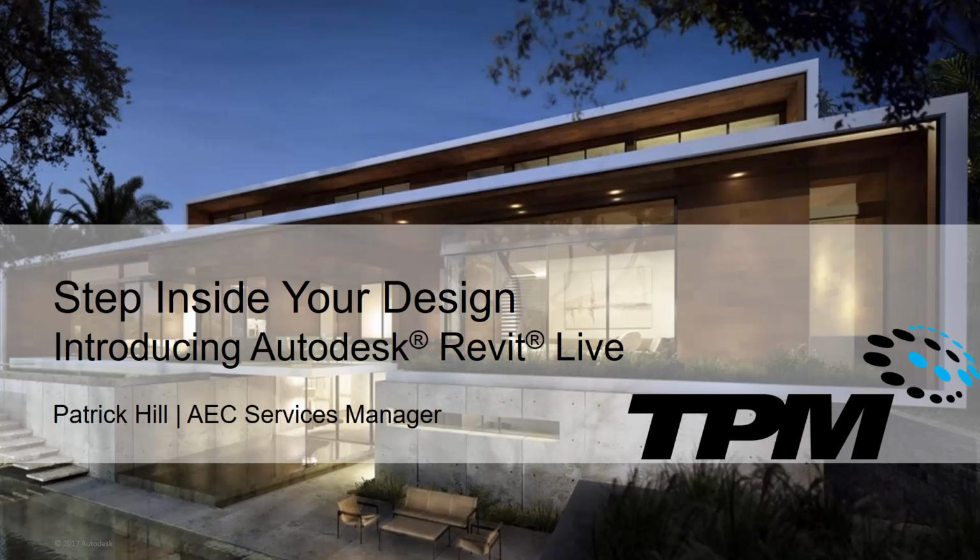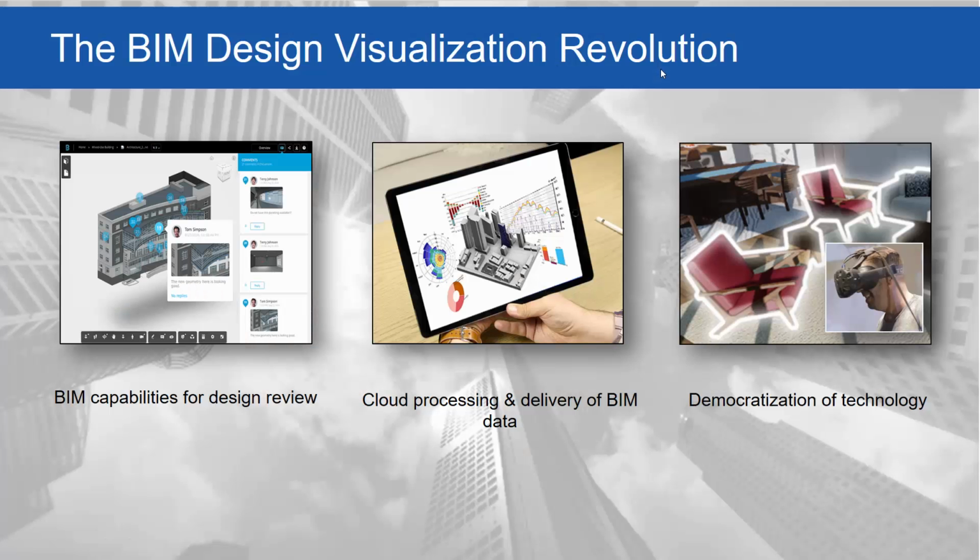To get started, we're going to take a look at the history of where we came from and working with our visualization as it is. You can see on the left here, we have the concept of BIM capabilities for design review. Autodesk has introduced the ability to work collaboratively and to share those ideas across multiple offices and multiple coordinators and contractors. So we have that collaborative design review process.